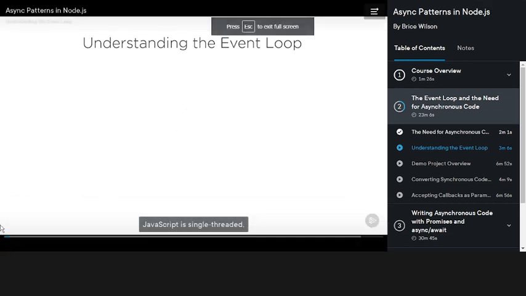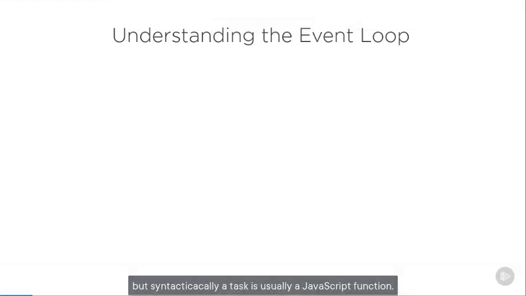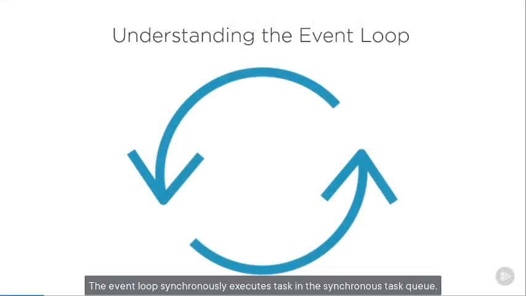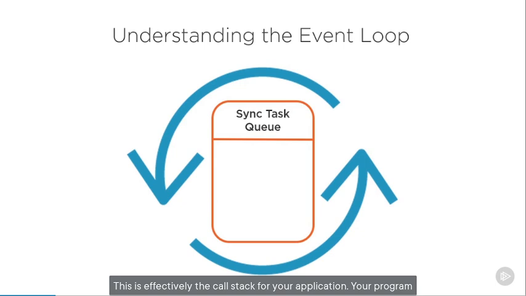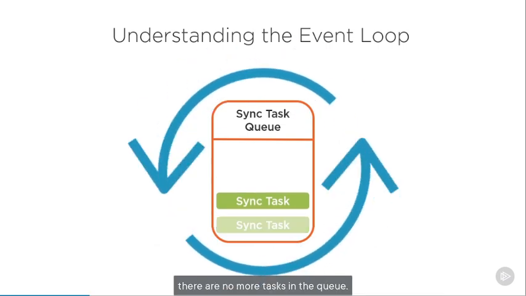JavaScript is single-threaded, so it can only execute one chunk of code at a time. I'm going to refer to those chunks of code here as tasks, but syntactically a task is usually a JavaScript function. The event loop synchronously executes tasks in the synchronous task queue. This is effectively the call stack for your application. Your program starts to execute, and as one function calls another, tasks are added to the queue, and the JavaScript runtime will execute them synchronously until there are no more tasks in the queue.